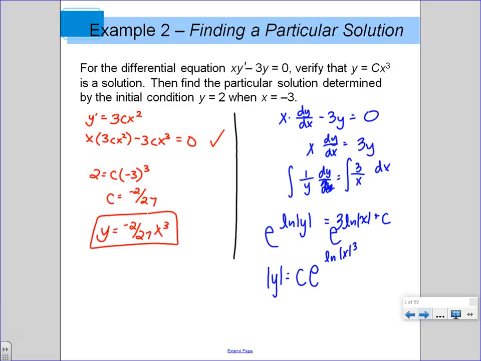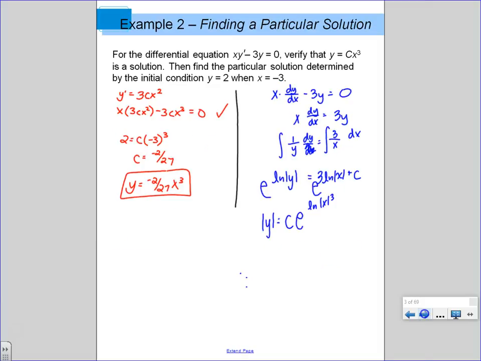E and ln cancel out, yeah? Struggle, there we go. So the absolute value of y is equal to e to the ln cancel. I have c, absolute value of x, quantity cubed.